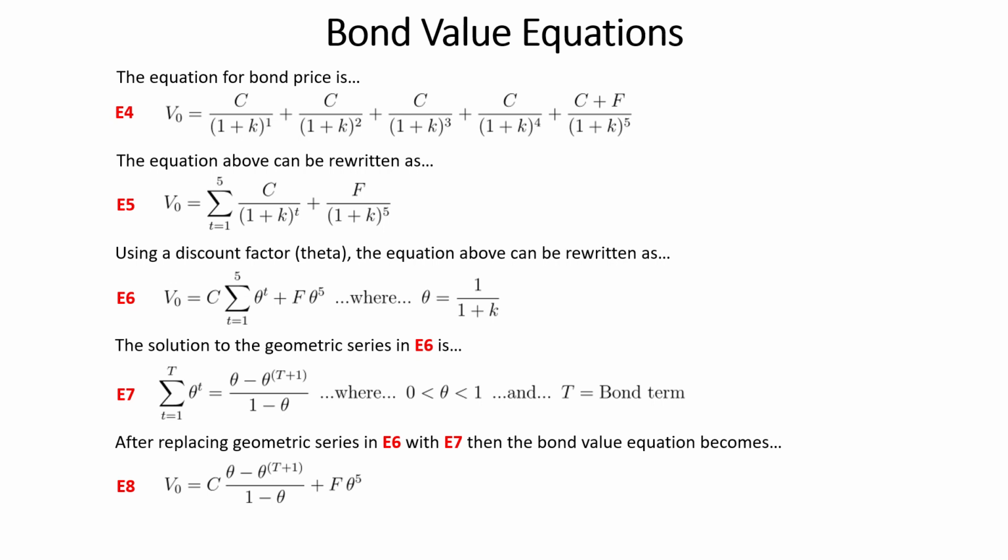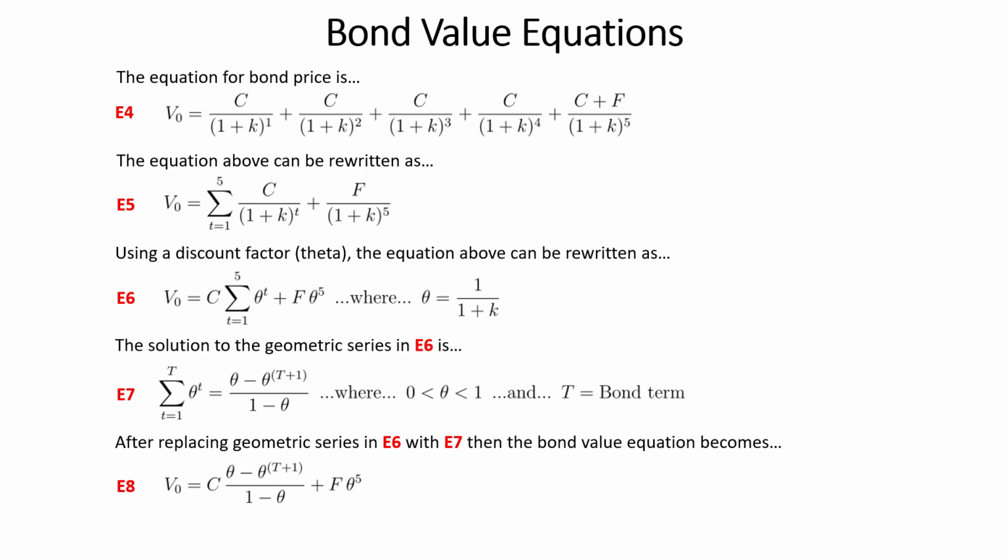And we do that throughout. And note that at the very end, we receive both the coupon payment and the face value. So in order to determine what that cash flow is worth, we discount at 1 plus k to the 5. So then we want to look at E5, which is basically equation E4 rewritten.